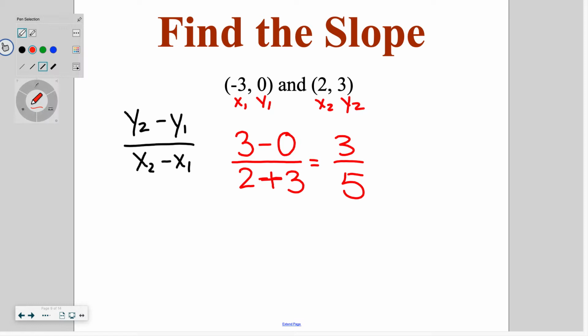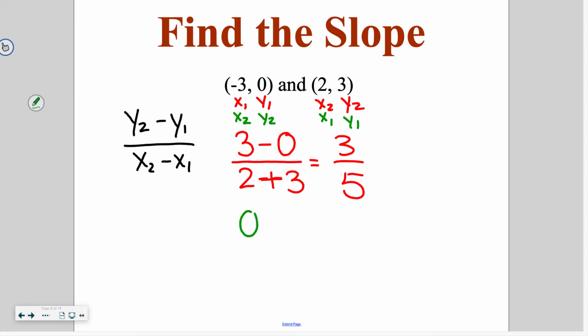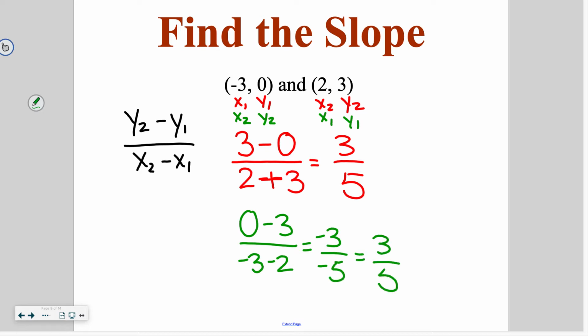over 5. What if I were to switch the points? Well, if I make this x2 and y2 and x1 and y1, I'm going to start with 0 minus 3 over negative 3 minus 2. This is going to give me negative 3 over negative 5, which reduces to 3 over 5.